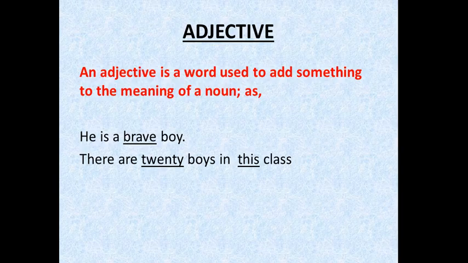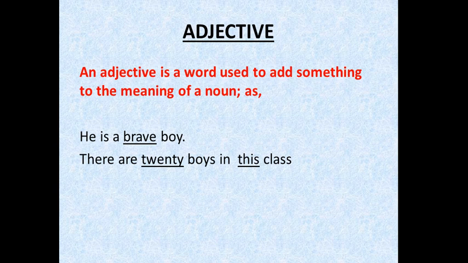The second part of speech is adjective. An adjective is a word used to add something to the meaning of a noun. By the word itself, adjective, adding meaning to the noun. So here the examples are: he is a brave boy. Boy is a noun. And how is the boy? Brave. Brave is an adjective.